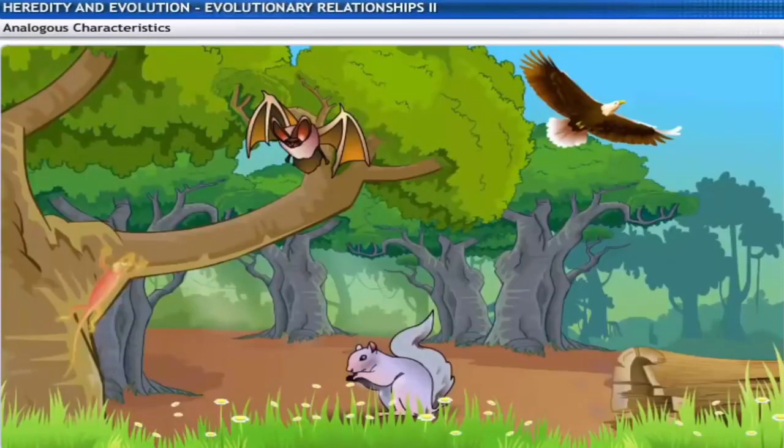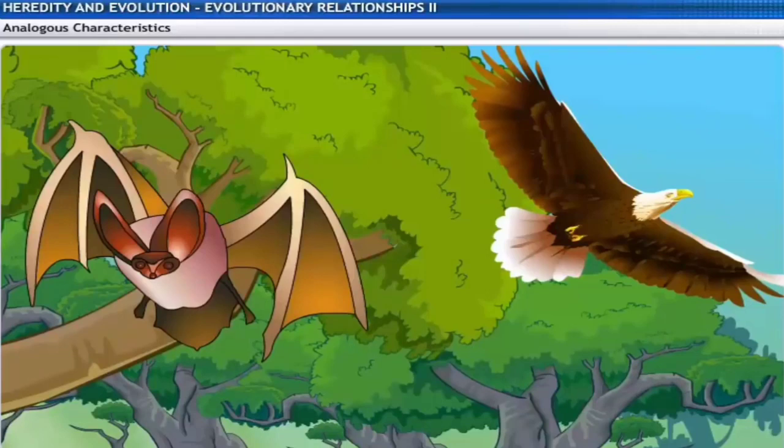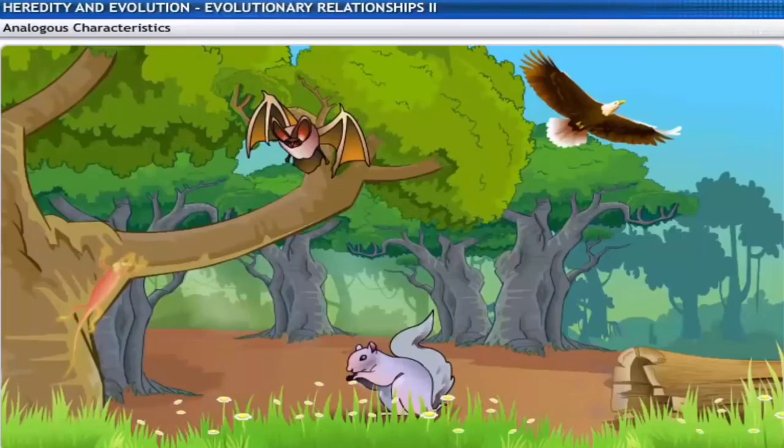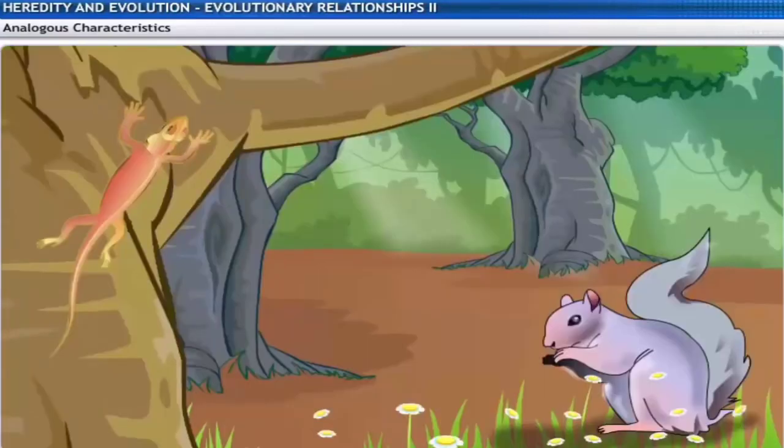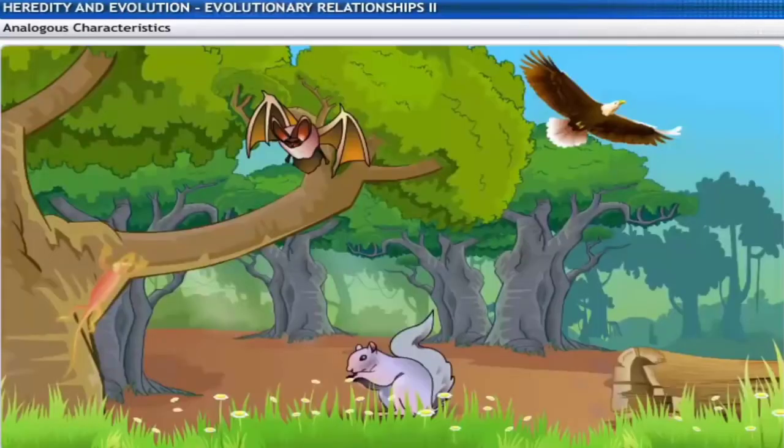However, all similarities between animals are not necessarily because of a common ancestry. Let's consider the example of bats and birds. These 2 animals have wings, but squirrels and lizards do not have wings. From this, we can conclude that birds and bats are more closely related to each other when compared to squirrels and lizards.